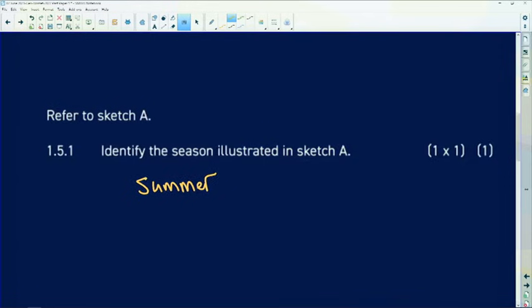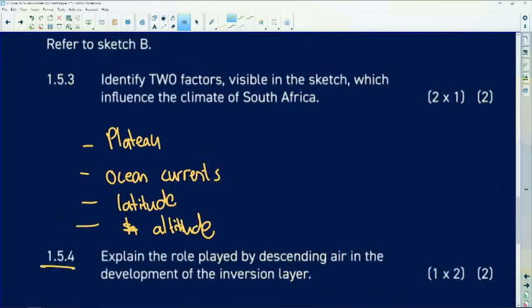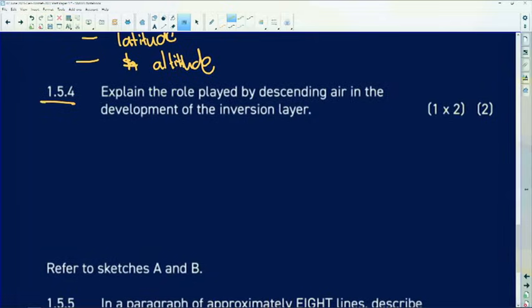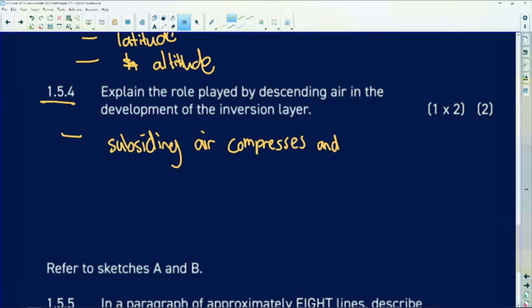So as we can say, we can mention over here, the subsiding air compresses and heats up adiabatically.